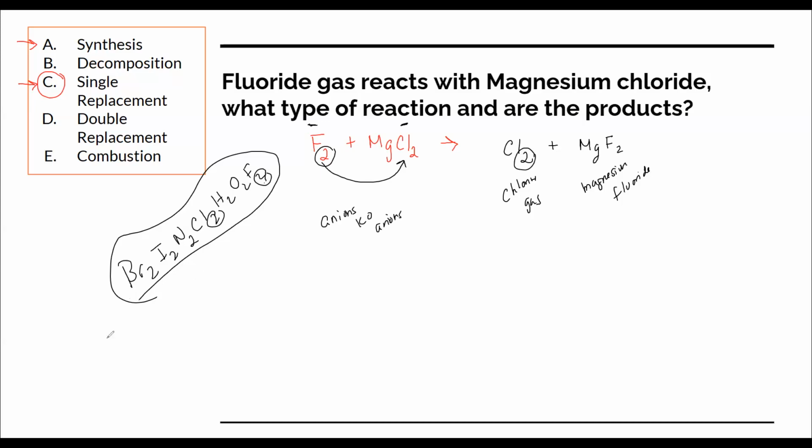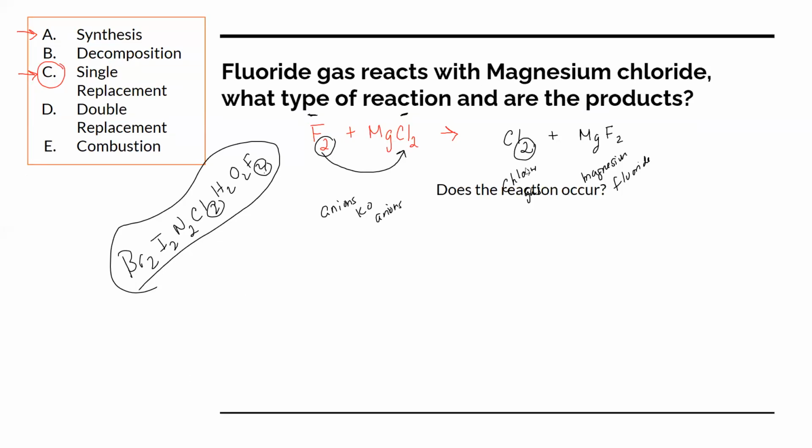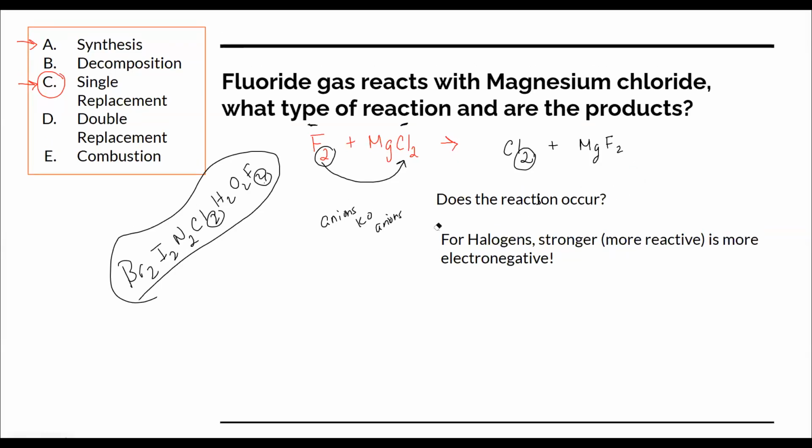Now, since it's a single replacement, you do want to know if that guy is going to react or not. And the way we know is halogens. If it's a stronger halogen, more electronegative, then it is going to be more reactive, so it is strong enough to kick out somebody. Fluorine has the highest electronegativity, so I don't even have to look at the chart. He has an electronegativity of 4. You can think of him as fluorine to help you remember. But he is the most electronegative element out of all of them, not just the halogens. So he is going to be strong enough to kick out chlorine. So that reaction does occur.